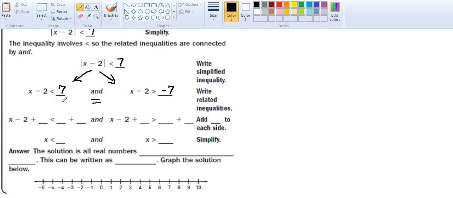Okay, so we're going to add 2, and you should have x is less than 9. And over on this side over here, we're going to add 2. And you are left with over here, x is greater than negative 5. Okay, so the solution goes like this.